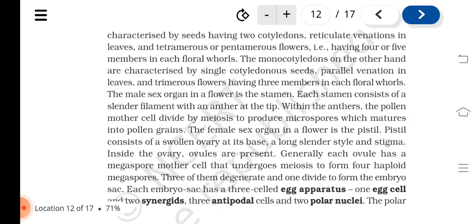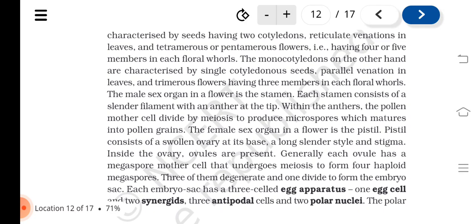The male sex organ in a flower is the stamen. Each stamen consists of a slender filament with an anther at the tip. Within the anthers, the pollen mother cell divides by meiosis to produce microspores, which mature into pollen grains. The female sex organ in a flower is the pistil. Pistil consists of a swollen ovary at its base, a long slender style and stigma. Inside the ovary, ovules are present.